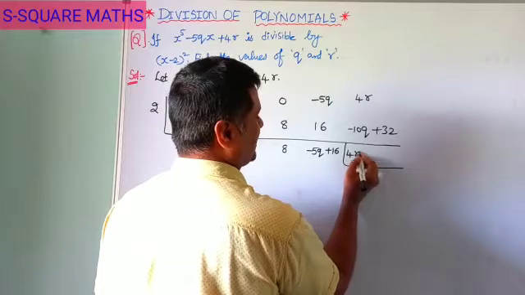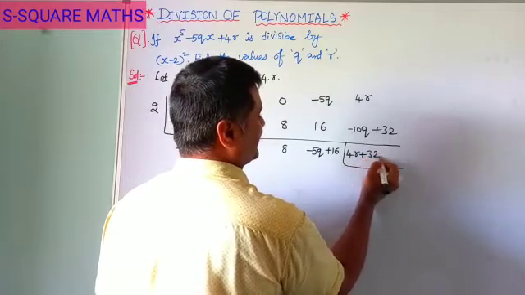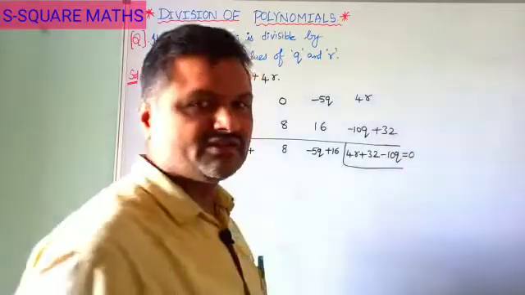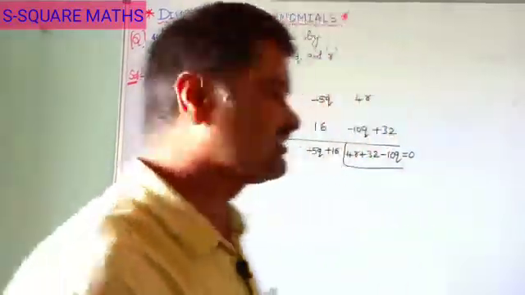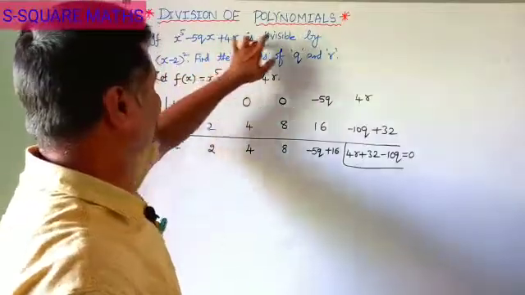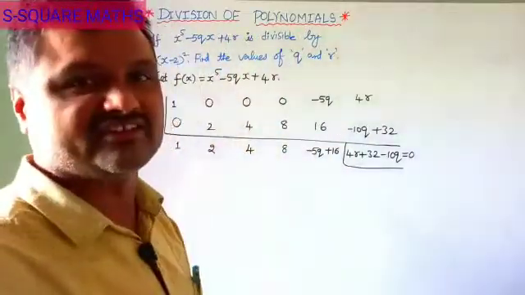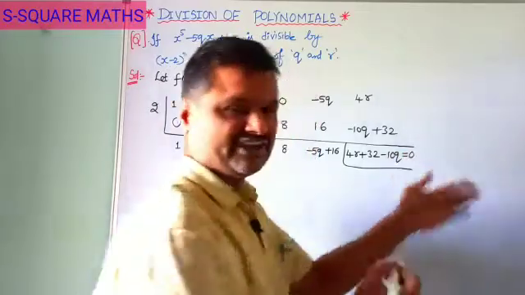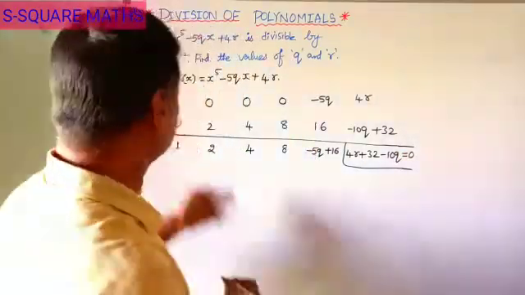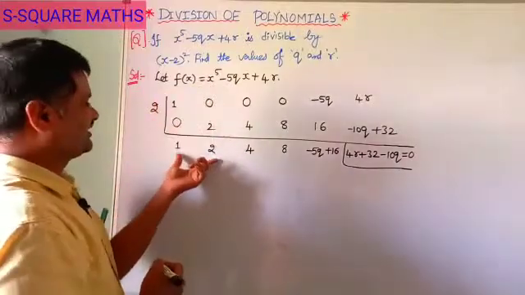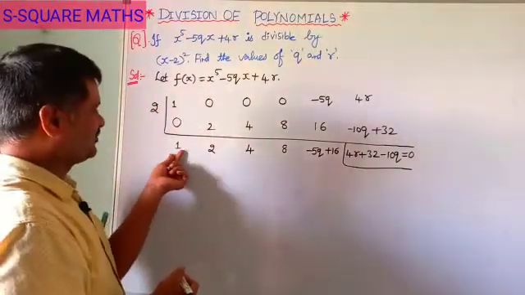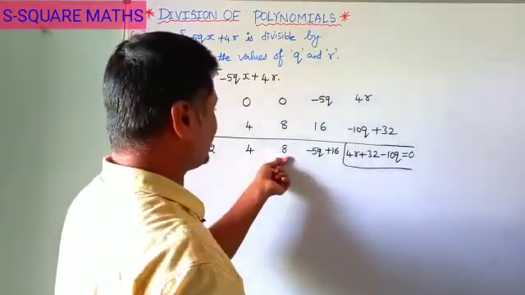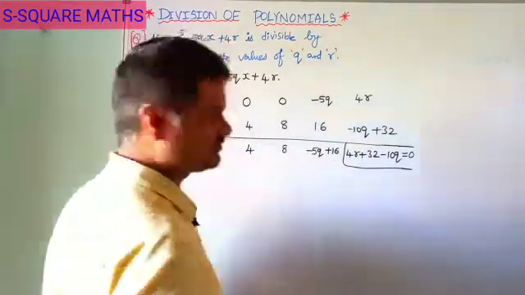So nothing but 4r plus 32 minus 10q should be equated to 0. Why should it be equated to 0? Because it is given that our f of x is divisible by (x minus 2) whole square. Since it is exactly divisible, that's why we have to equate it to 0. So the 5th degree has now been reduced to 4th degree: x power 4, 2x power 3, 4x square and 8x, minus 5q plus 16, and so on.